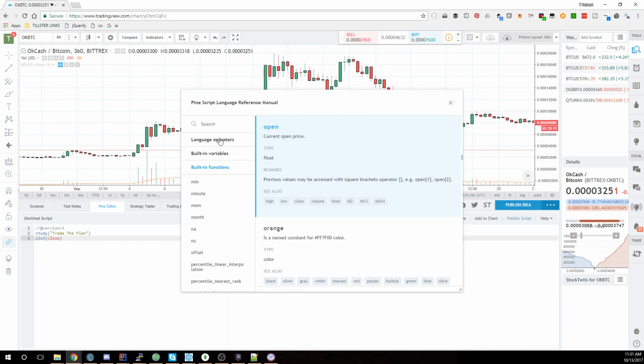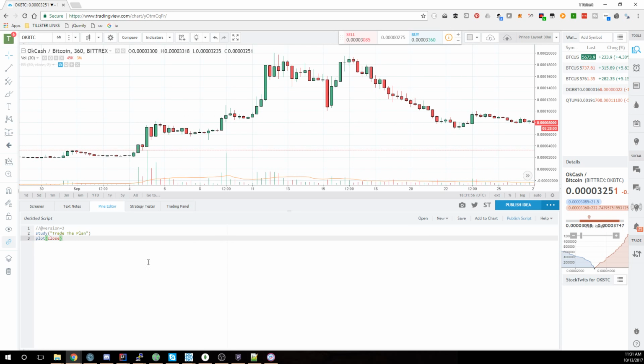All the help is readily available for you here, and here are the operators. There are lots and lots of tutorials online. Go and study the tutorials. What we're going to do is breeze through a couple of these to give you an idea of how these work, and you're going to have to go and study them on your own. Let's see what plotting the close looks like.